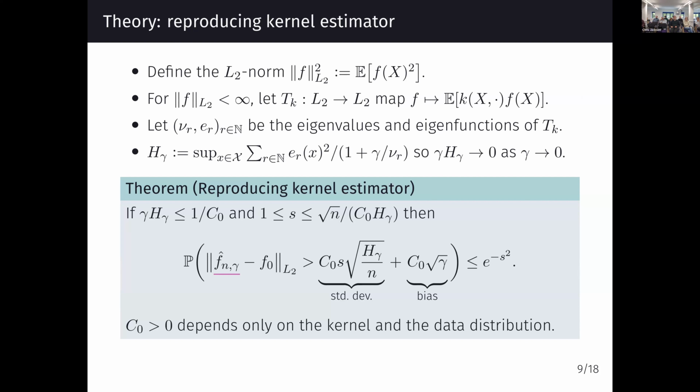And I'm going to write down these quantities nu_r and e_r to be the eigenvalues and eigenfunctions of this kernel operator. This isn't super important. The only thing you need to know about is this quantity h_gamma. This quantity h_gamma in some sense tells you about the complexity of the kernel. Typically, this is a quantity which blows up to infinity as gamma comes down to 0. So as you apply less and less regularization, your model explodes in complexity. As you add lots more regularization, this goes down to 0. And so this sort of captures how complex your model is.